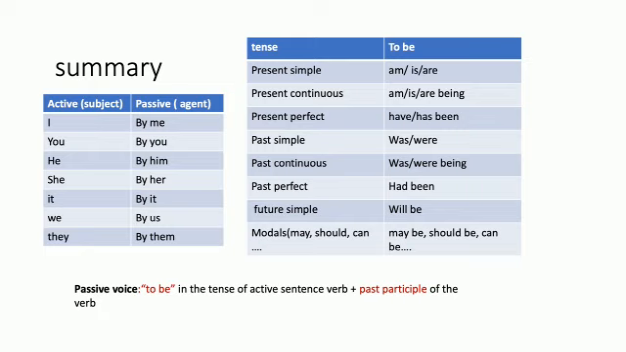Here we have modals. With modals we only have be: may be, should be, can be, etc. It's easier for modals. We have the passive voice: "to be" in the tense of the active sentence. So we always look at the tense of the verb in the active voice sentence. "To be" has to be conjugated in this tense, plus, of course, the past participle of the verb. This is just a reminder.